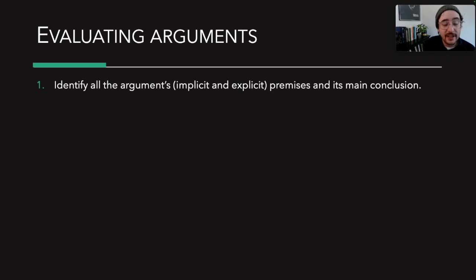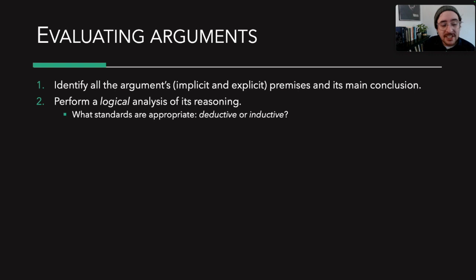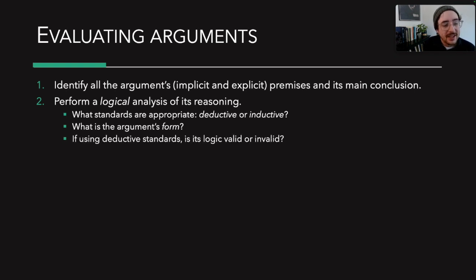First, you need to identify all of the argument's implicit and explicit premises and its main conclusion. And then you need to perform a logical analysis or a logical evaluation of its reasoning. So here you ask, what standards are appropriate? Should I be using deductive or inductive standards? After that, I can ask, well, what's the form of this argument? Now, that might not make much sense yet, but the next video will talk about an argument's form in a lot more detail. If we're using deductive standards, we can ask, well, is its logic valid or invalid? If we've decided that inductive standards would be more appropriate, we can ask, well, is its logic strong or weak?